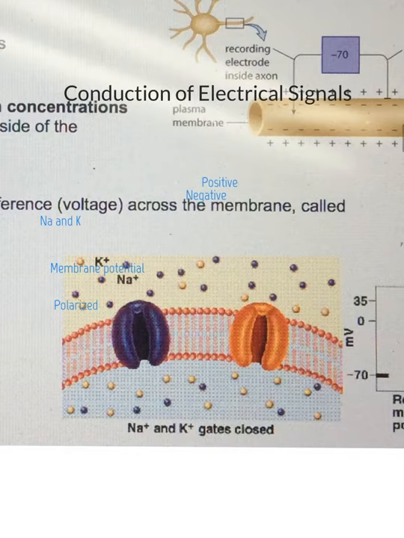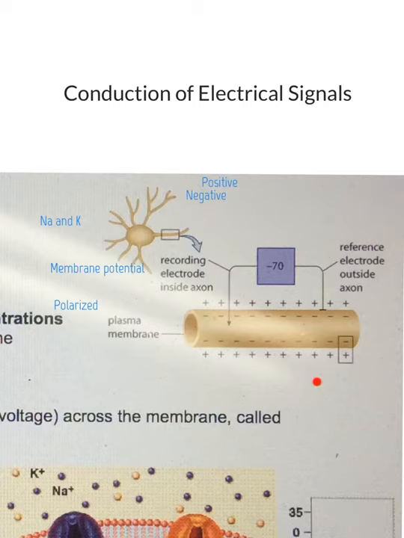Okay, so this is the channels for both sodium and for potassium, and right now they are both closed. So at rest, there is no movement of potassium or sodium, everything's just where it is, but because it is a negative signal, that means we're going to have more negatives on the inside of our cell and more positives on the outside. So overall, we're at a charge difference of negative 70 millivolts. So that's just at rest.